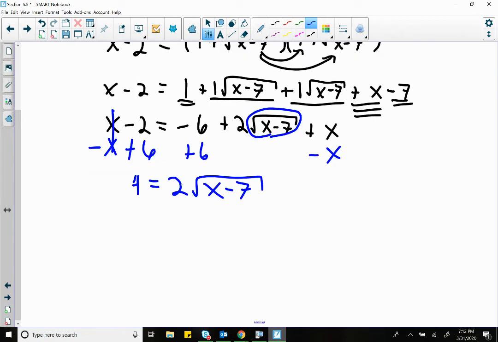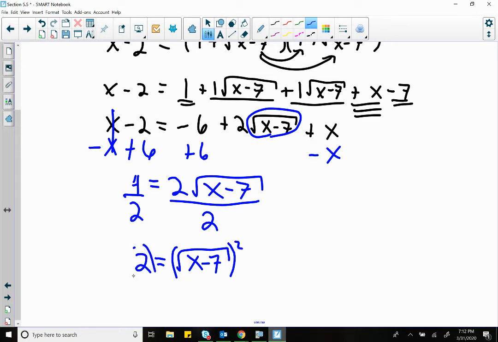So now, this is multiplication, as I said a moment ago. How do we get rid of multiplication? You're going to divide. So 4 divided by 2 is 2, equal to the square root of x minus 7. Now we have that radical by itself, so now we can get rid of that last radical. How do I get rid of a square root? Square it. So 2 squared is 4, equal to, the squaring takes care of the square root, x minus 7.